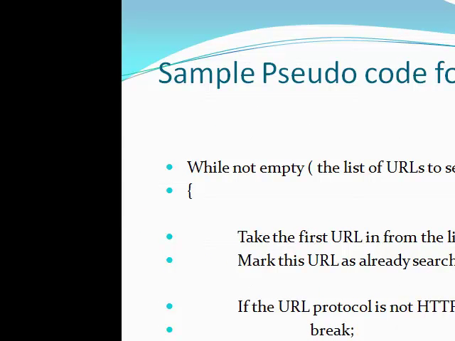There's a while loop. It recursively loops while there are URLs to search in the list of URLs. Take the first URL in the list of URLs. After it takes the first URL, it marks this URL as already searched.